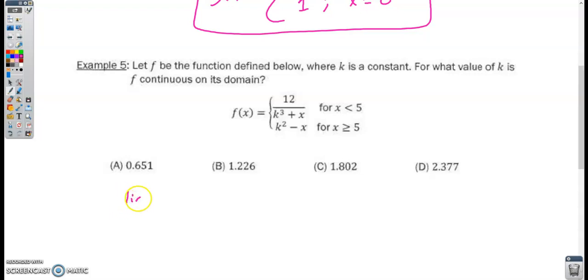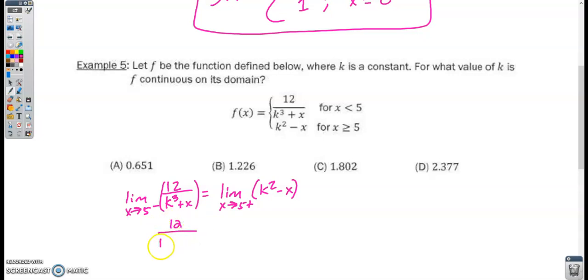And so the limit as x approaches 5 from the left of the left-hand branch of this piecewise function has to be equal to the limit as x goes to 5 from the right of the right-hand branch of this piecewise function. So I'm going to substitute x in to find these limits, and it gives us this equation: 12 over k cubed plus 5 has to be equal to k squared minus 5. And now I just need to solve this equation.